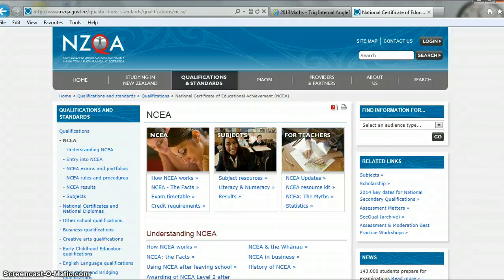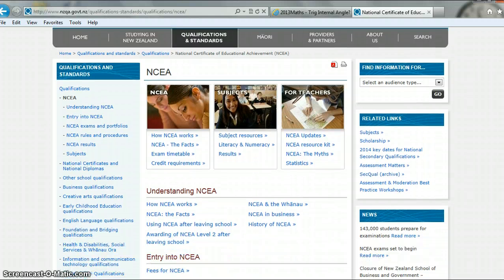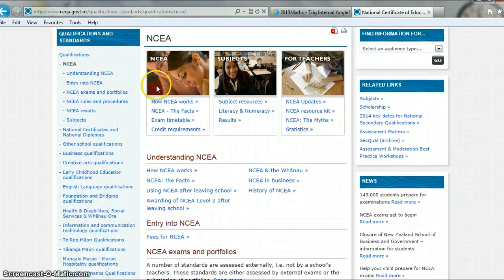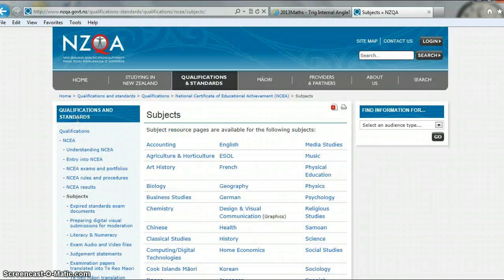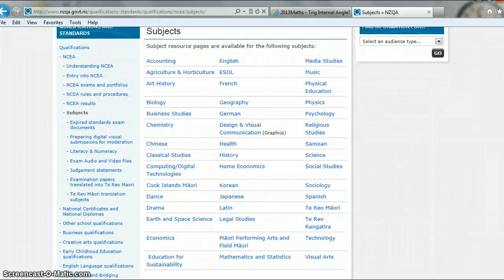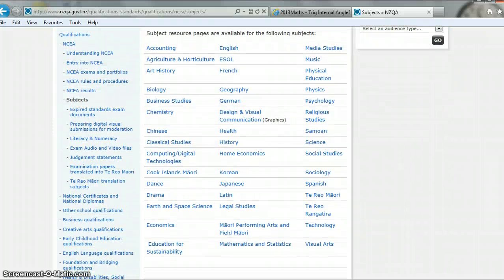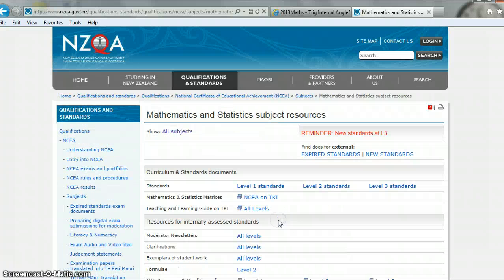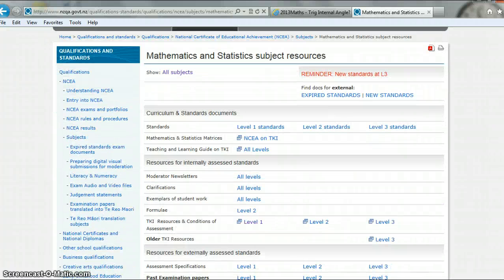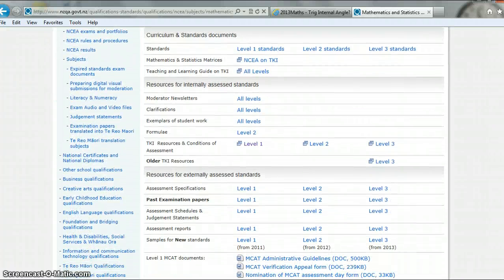Basically, if you Google NZQA or NCEA, you can end up on this home page, and I'm just going to click on subjects. From subjects, I'm going to go to mathematics and statistics. From there, I am going to go to level 1. It's an internally assessed standard, so I'm going to level 1 here.